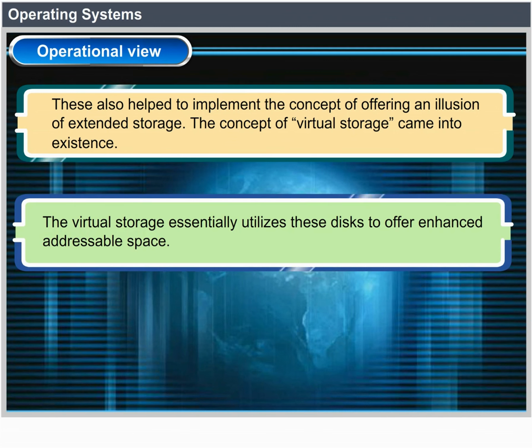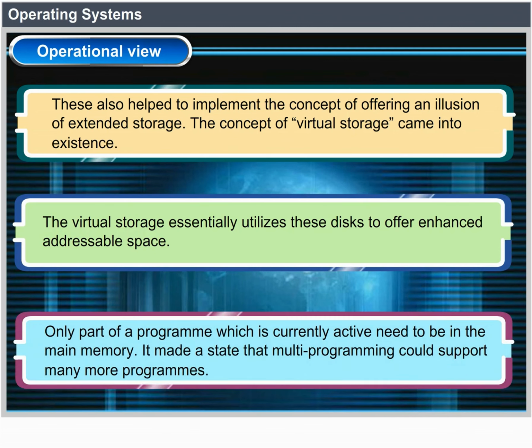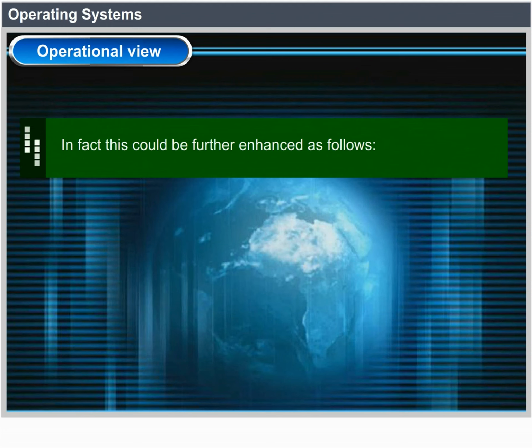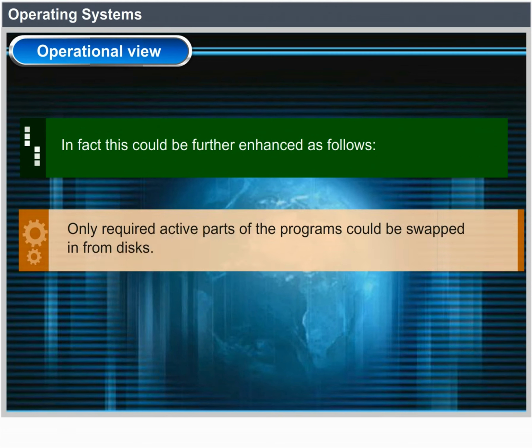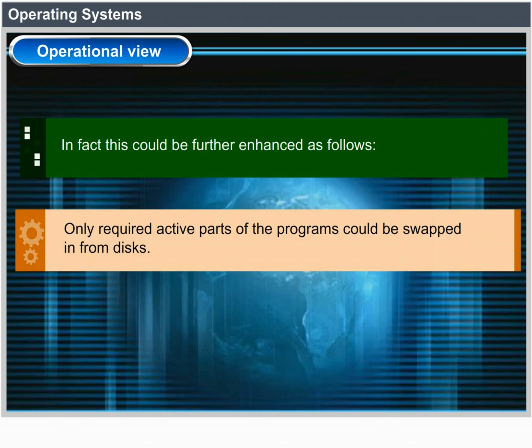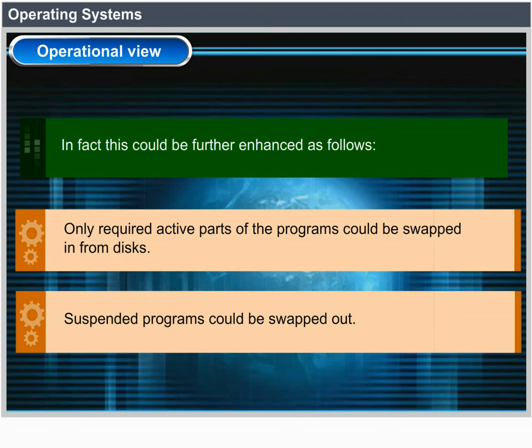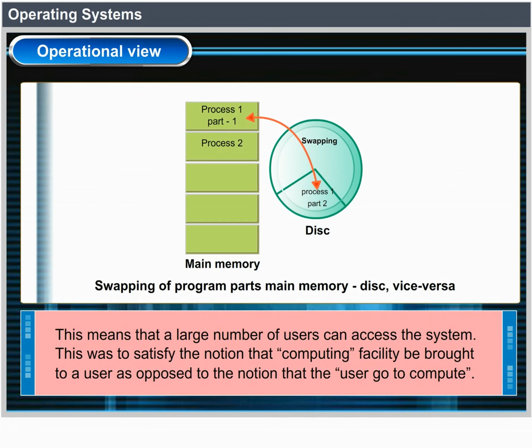The fact that only that part of a program that is currently active needs to be in the main memory also meant that multiprogramming could support many more programs. In fact, this could be further enhanced as follows. One, only required active parts of the programs could be swapped in from disks. Two, suspended programs could be swapped out. This means that a large number of users can access the system.